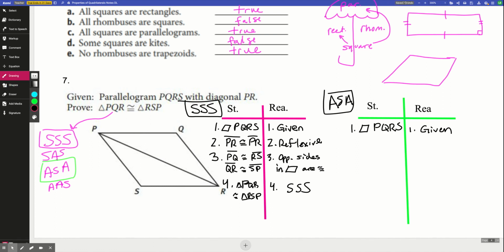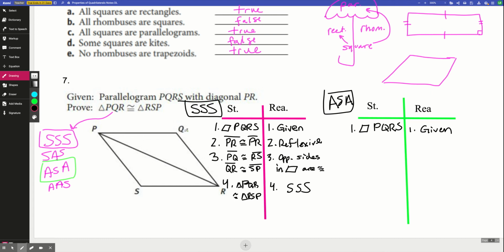All right, folks. Like I said, we're going to do this a slightly different way, just because I want to show you how you would write a proof using some alternate interior angles and some other reasons, other than the ones that I have listed here. Okay, so if I wanted to show this was true with ASA, here's what I'm going to do.